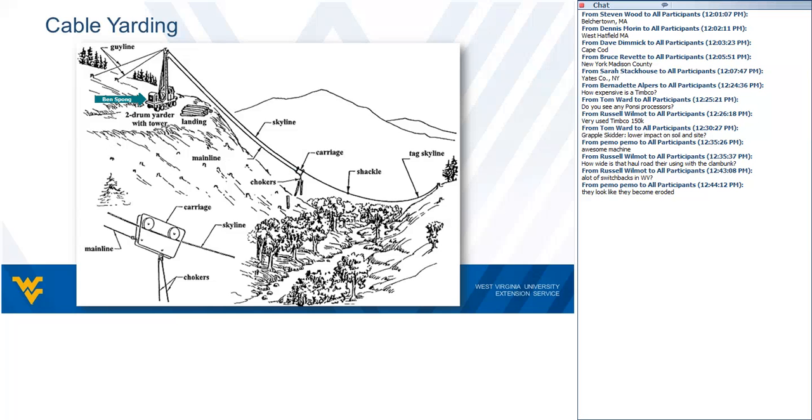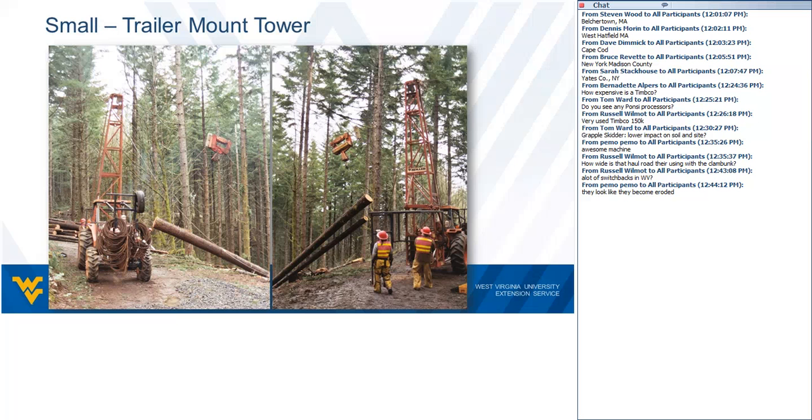So here's some examples of some of the different cable systems. This one here is a small trailer-mounted tower. This is a Kohler 301, I think is the model number. This one's actually owned, or was owned, by the Oregon State University student logging crew.